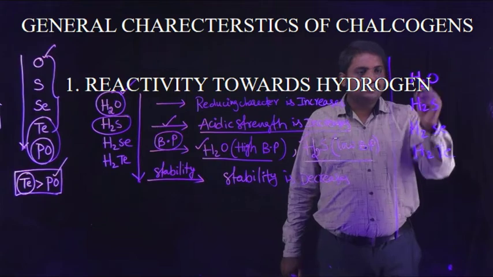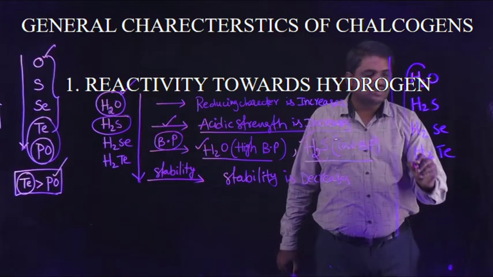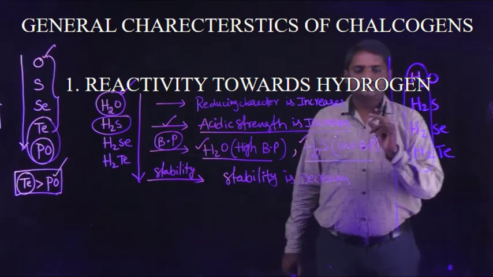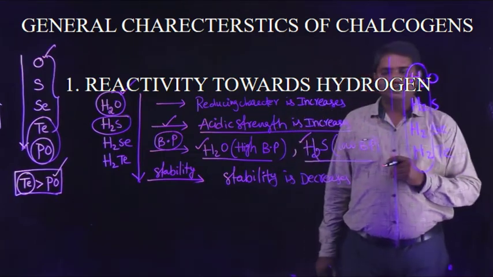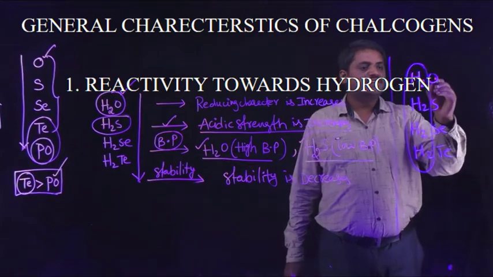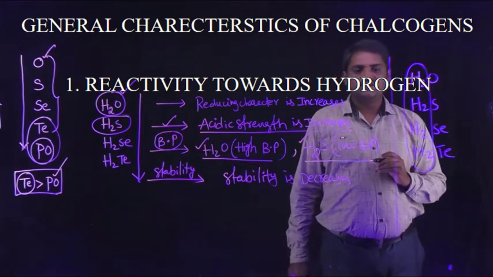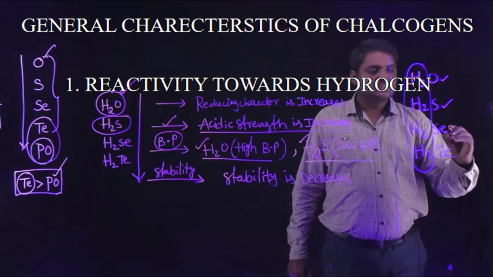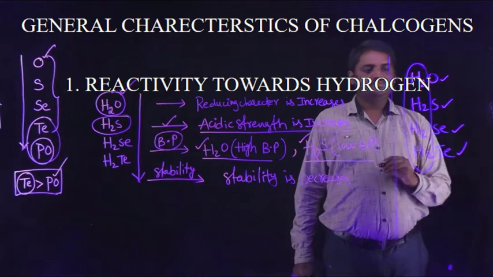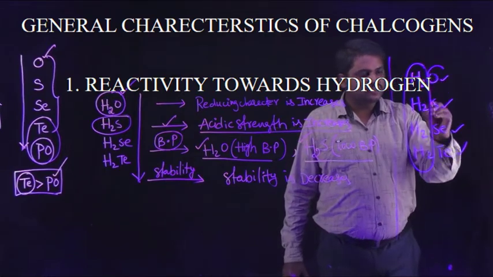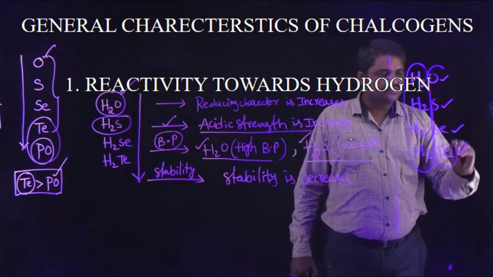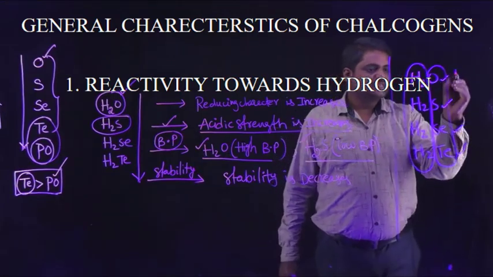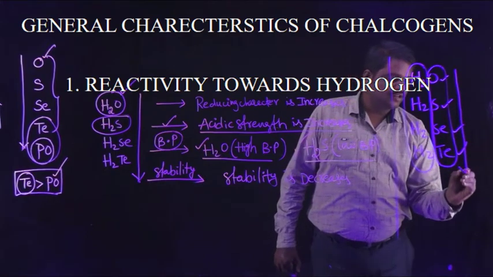In all these molecules, the hydrogens are the same. These are small size atoms. And next, the nearest atoms to hydrogen in the given molecules are oxygen, sulfur, selenium and tellurium.